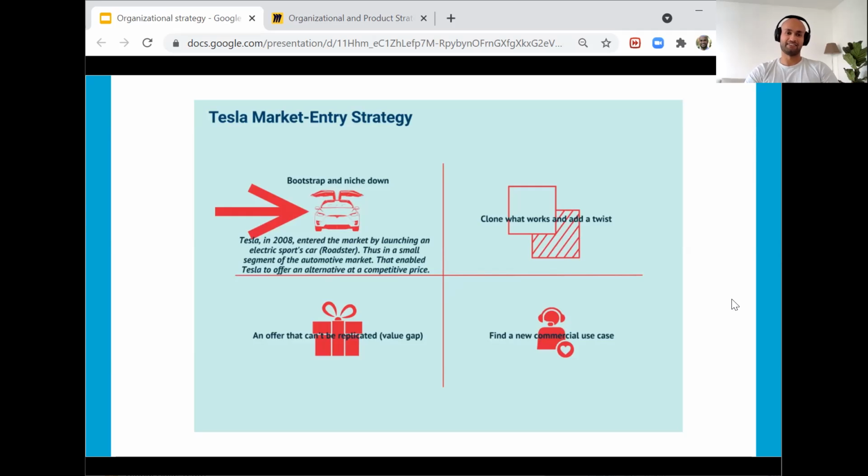So let's look back at Tesla's market entry strategy. They started in 2008 with the smaller version of the car, right? They wanted to build an electric sports car that was ready to be marketed, and they finally pulled it off, right? They created this first prototype, this first version.